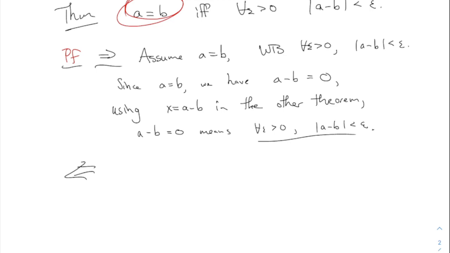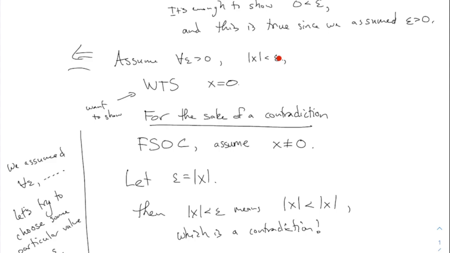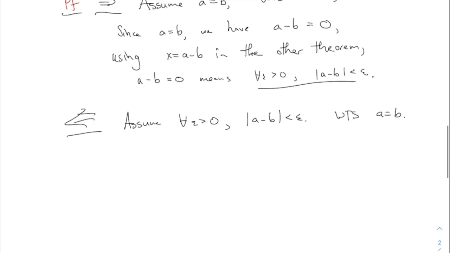So what about the other direction? I'm going to do the same kind of trick. For the other direction, I begin with this weird stuff on the right side. So I assume for all epsilon greater than zero, the absolute value of A minus B is less than epsilon. And I want to show A equals B. But again, I'm going to use the other theorem, but backwards. The other theorem says if some absolute value is less than epsilon for every epsilon, that means the thing in the absolute value has to be zero. So here, I have this thing in the absolute value is less than epsilon for every epsilon. The other theorem says that thing inside the absolute value must be zero.